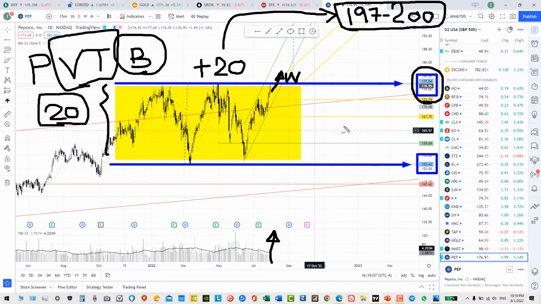The stop loss or the safety level should be the rising channel line from the monthly chart, which is running through $172. And this is very important, because as long as Pepsi is closing above this level, it is considered positive. It's considered positive over all time frames.